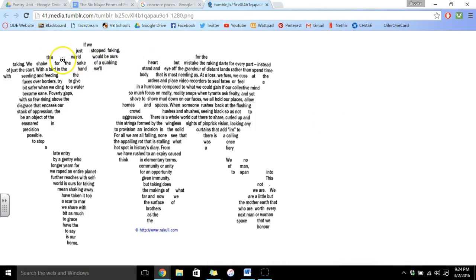If we just stopped faking, this world would be ours for the taking. We shake for the sake of a quaking heart, but mistake the raking darts for every part.